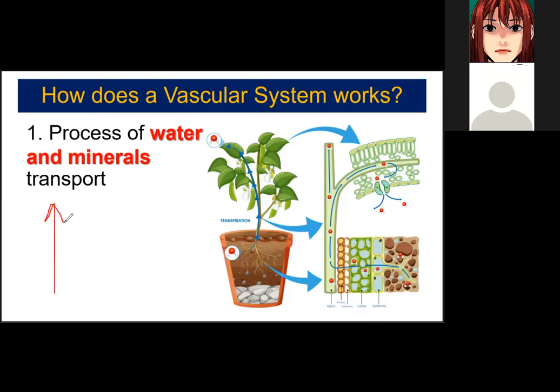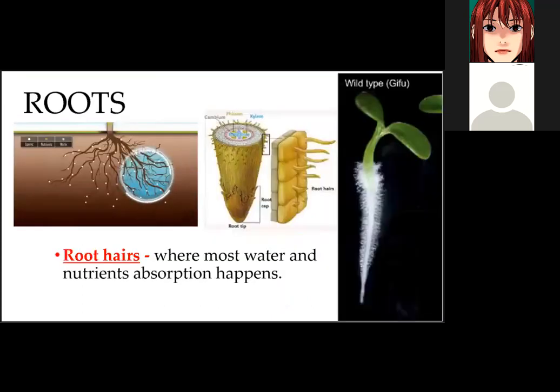Because the water is being transported from the ground going up. From the ground through the roots, stem, and the leaves, as you can see here, from the ground going up to the leaves. And this one is the stomata. Okay, let us start with this one. The roots, right?